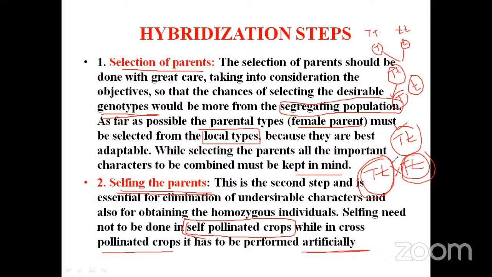Now let's see how artificial self-pollination takes place. After selection, only self-pollination. If any cross-pollinated type of plants are there, we forcefully entertain self-pollination. Let's see some self-pollination methods here.